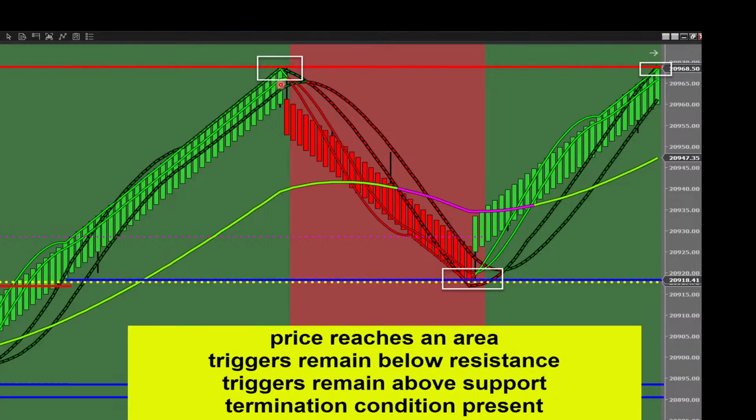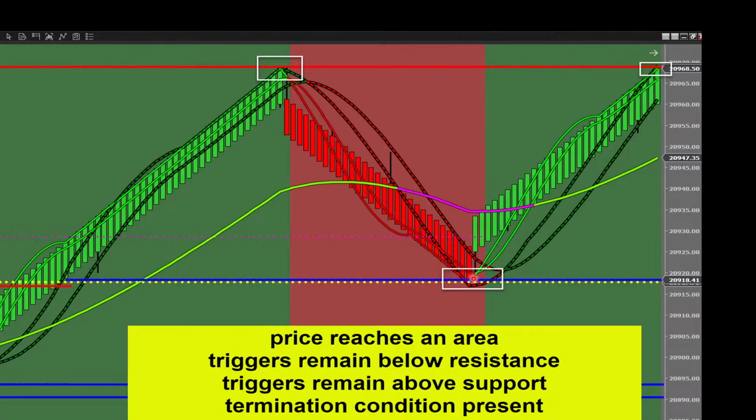So if I reach resistance, I'm going to ask, where are my triggers? If my triggers remain below resistance, resistance is a termination condition. Resistance has a couple options. It could reverse the market. It could create a big ugly bounce that could take me out of a position if I try to trade into it, or it might break. And the reality is I never know what's going to happen. So rule number 2 says you don't know what's going to happen. No trades into the area.